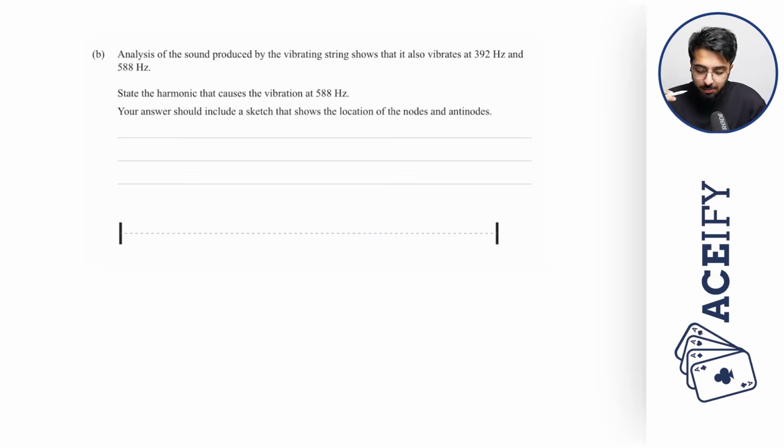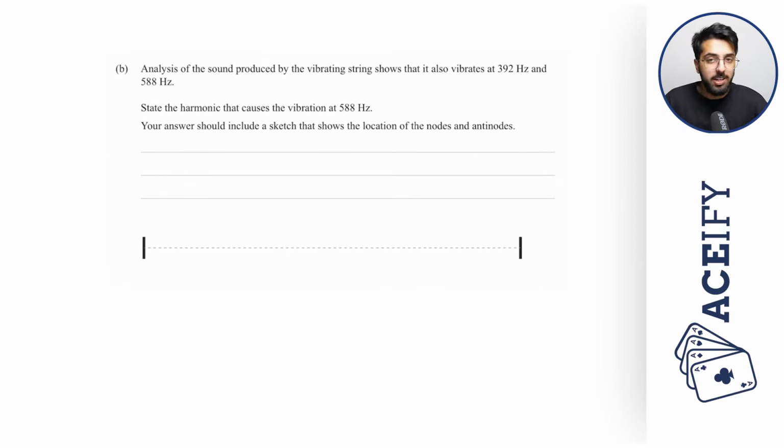There we go. Analysis of the sound produced by the vibrating string shows that it also vibrates at 392 Hz and 588 Hz. State the harmonic that causes the 588 Hz vibration. In your answer, you should include the sketch that shows the location of nodes and antinodes.